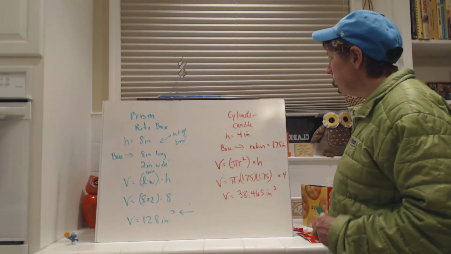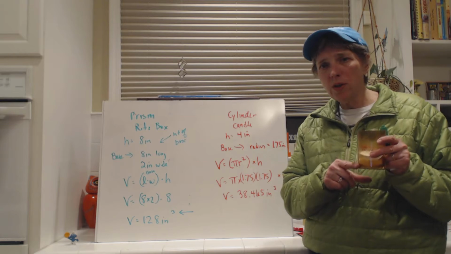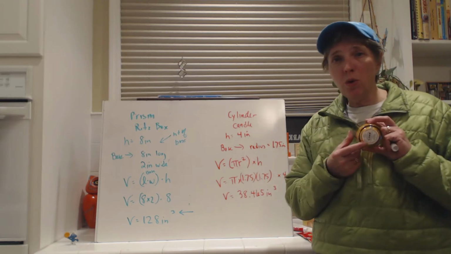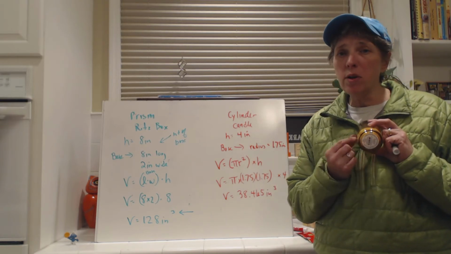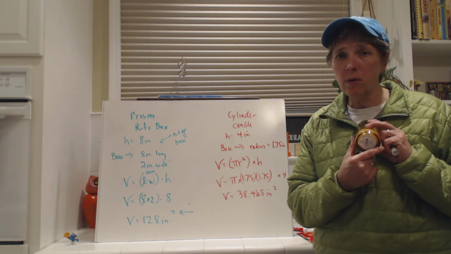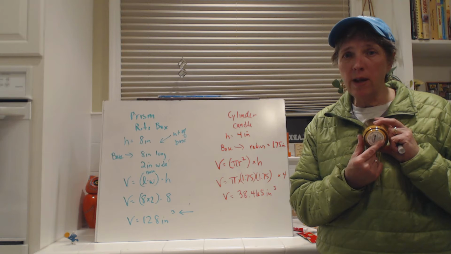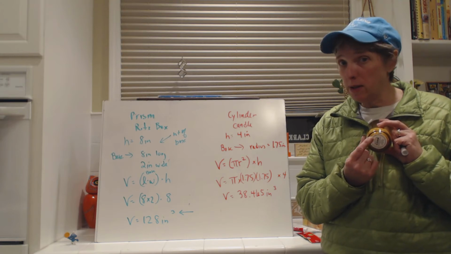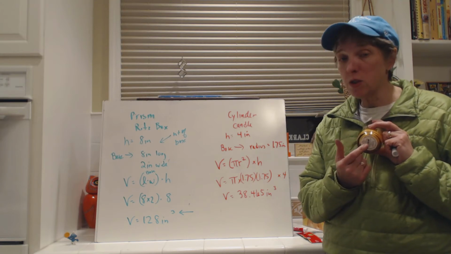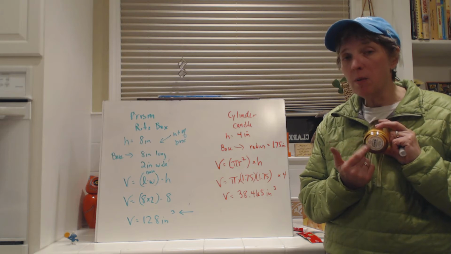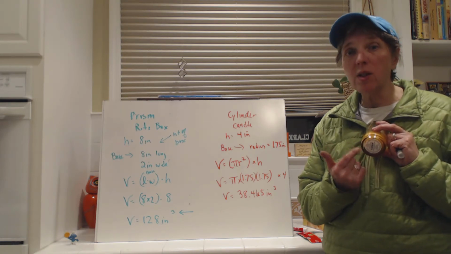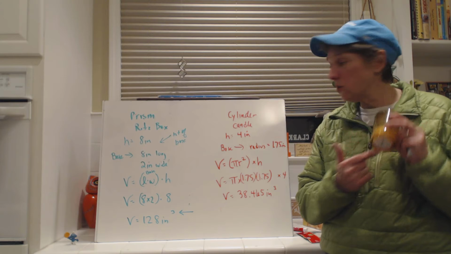When we did the candle, the height was 4 inches. The radius was 1.75. The diameter is for the perimeter. This is 3.5 across, inches. The radius is half of that, 1.75, because you need the radius to find the area of the circle.